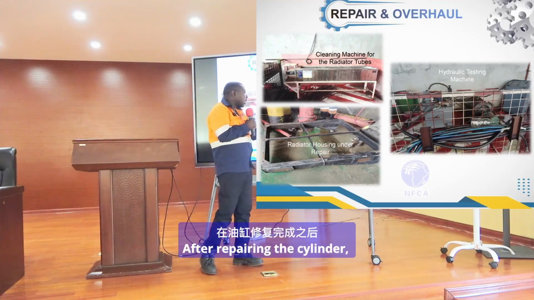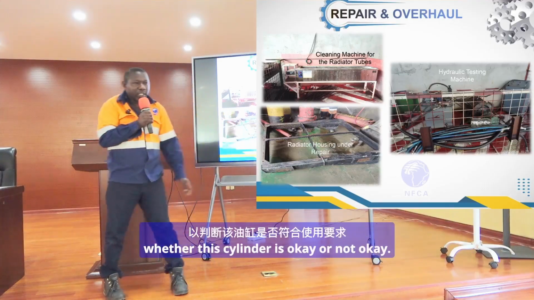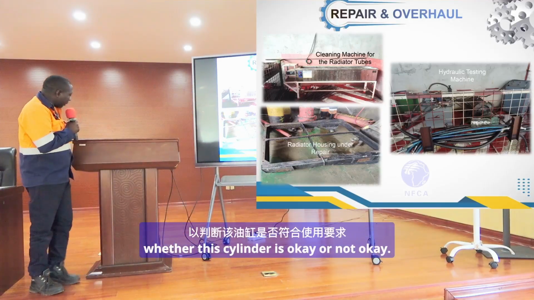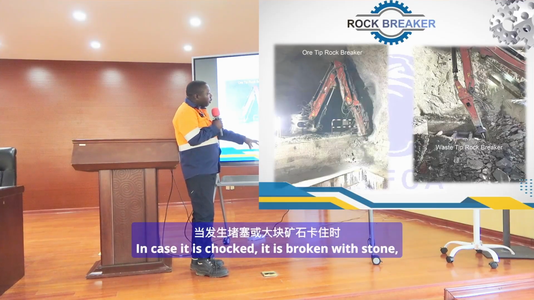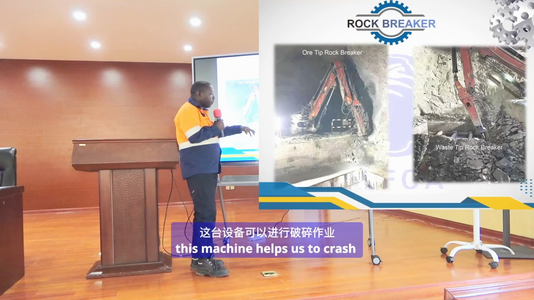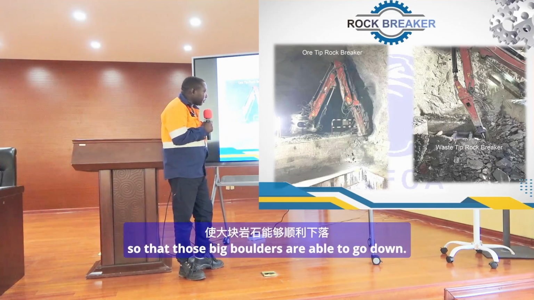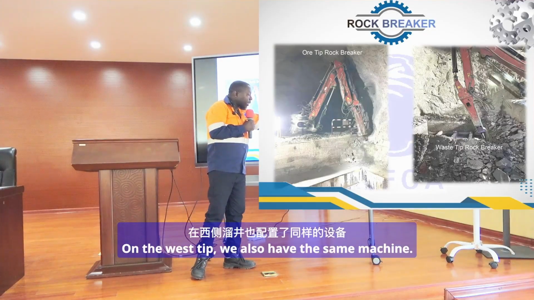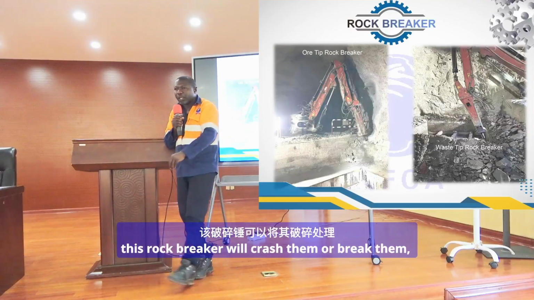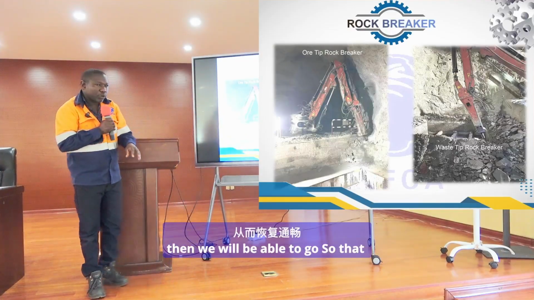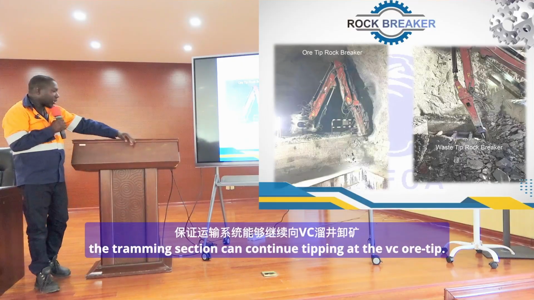After repairing a cylinder, we take it to this machine to test for leakages and for efficiency, whether this cylinder is okay or not okay. So these are the rock breakers. This is the ore tip. In case it's choked, blocked with stone, this machine helps us to crush so that those big boulders are able to go down. On the waste tip, we also have the same machine. In case there are big boulders choked there, this rock breaker will break them, then they will be able to go so that the dumping section can continue tipping at this ore tip.